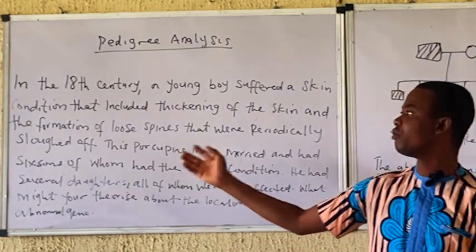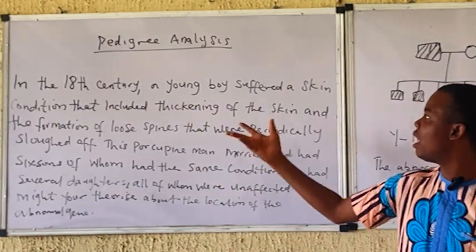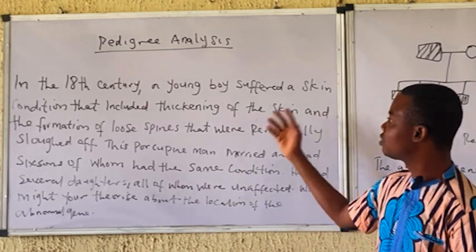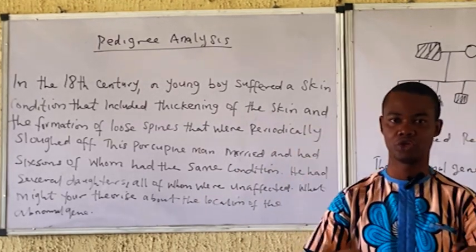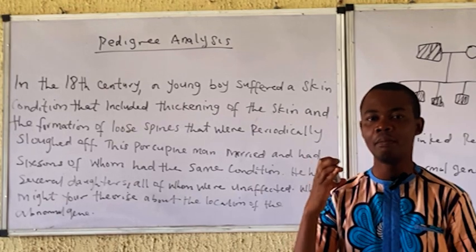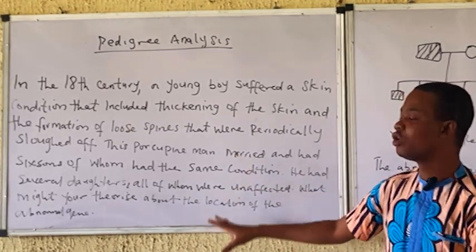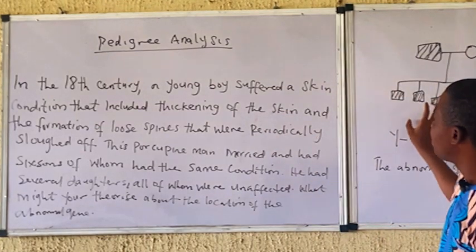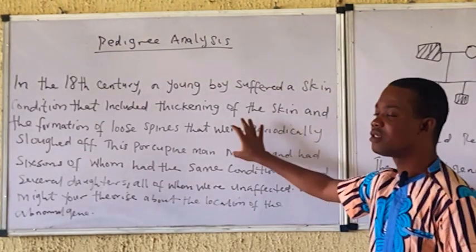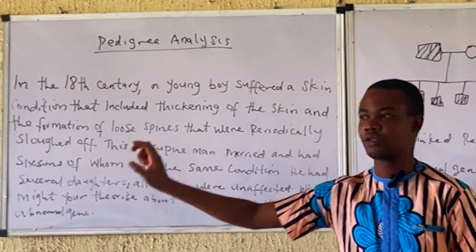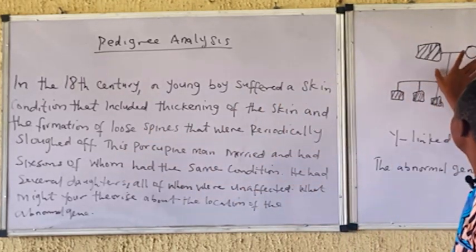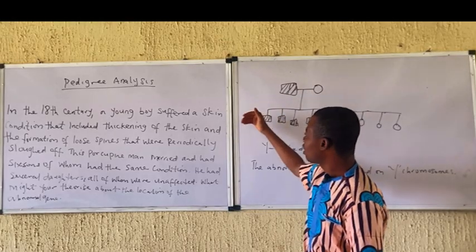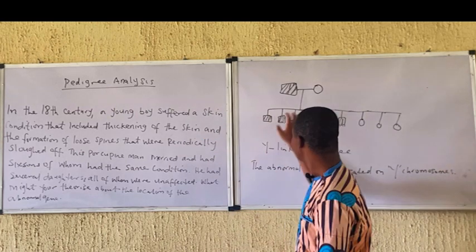Now we have a question before us talking about a young boy that suffered from a skin condition. So before you can answer this question, you need to draw the pedigree analysis of the said problem. Now, we have the solution here with us. So let's look at the solution.